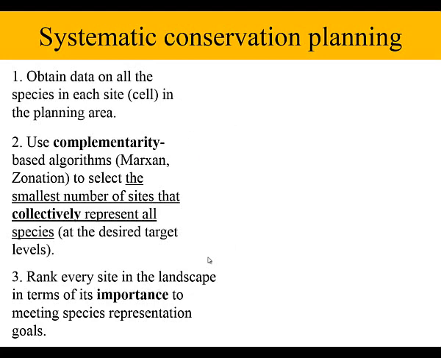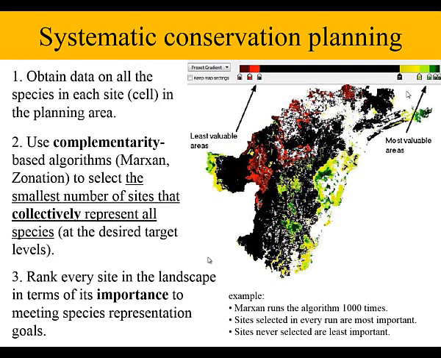So here's sort of an example. This is from one of the user manuals for these software packages. So MarkSan, for instance, could run its algorithm 1,000 times. And then each cell that's selected every time, that means I cannot possibly meet my representation goals without that cell. It's going to rank very high in importance. Other cells might never get selected, or they're only selected one time out of 1,000. They can easily be substituted. They would be considered least important. So now I would have my array of sites prioritized in order of their importance toward meeting goals, and I would proceed with conservation actions.